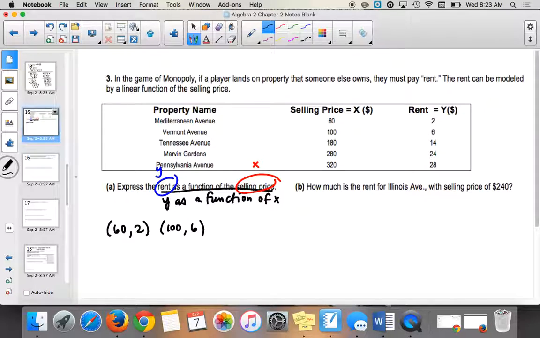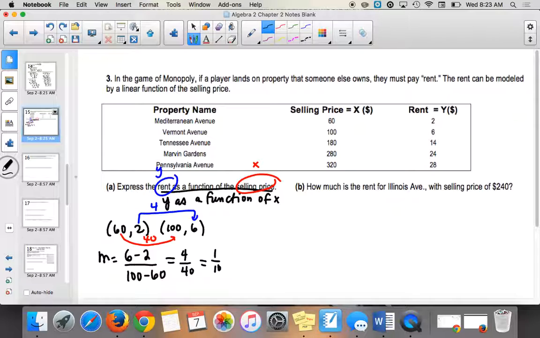So we're going to do our m is y2 minus y1, so 6 minus 2 over 100 minus 60. I think I taught you guys the shortcut yesterday too, right? If you take your y's and ask, how much do I go up by? I go up by 4. And then for the x's, how much do I go up by? I go up by 40. See how this is 4 over 40, which is 1 over 10. So you can reduce that fraction. 4 over 40 is 1 over 10.